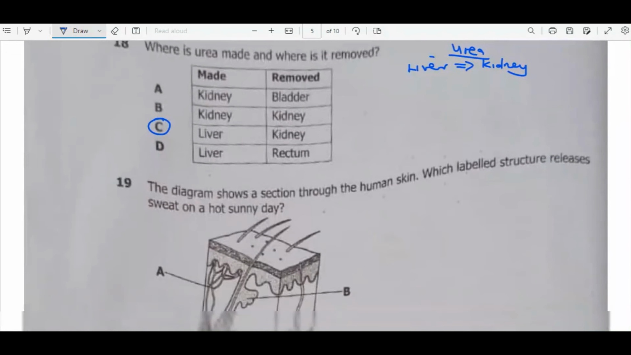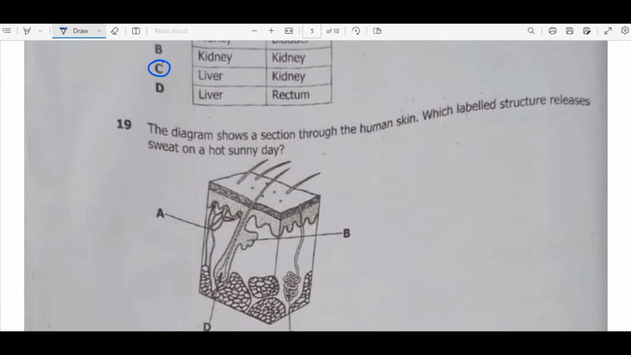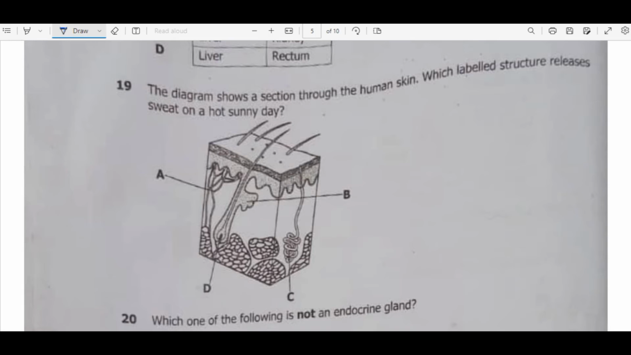Which labeled structure releases sweat on a hot summer day? So we want to identify. We have A, B, C, and D. Here we are looking at how sweat is released. You find that this is C. This is where sweat is released so as to cool the body of an individual, a person, or a living organism. So the answer there is C.